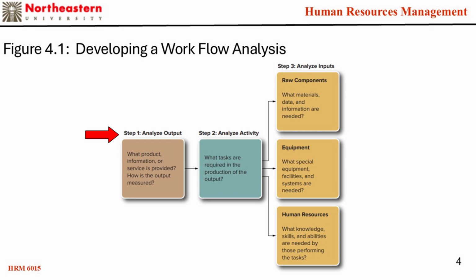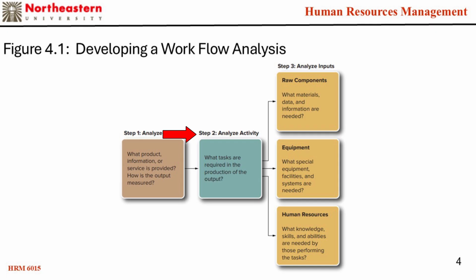So the first step is to analyze the output. You almost start at the opposite end, like what are we trying to achieve? What is the end goal that we have in mind? What product, information, or service is provided? How do we measure the quality and the quantity of that particular item? The next step is to analyze the activity. What is necessary to get to that point?